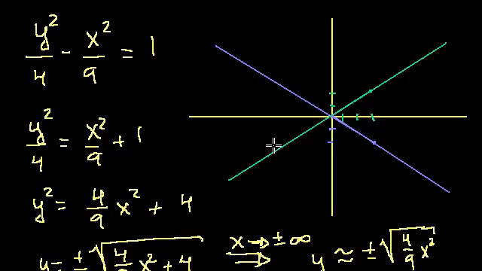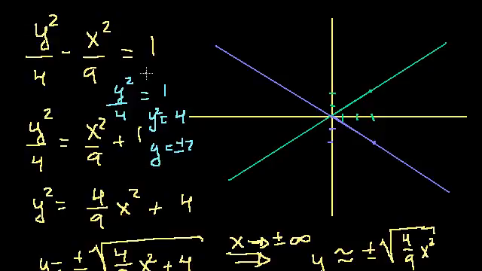There's two ways we can think about it. I'll do it the way that might be more intuitive for you: what happens when x is equal to 0? Well, when x is equal to 0, this disappears, and we're just left with y squared over 4 is equal to 1, or y squared is equal to 4, or y is equal to plus or minus 2. So we know that the points 0, plus or minus 2 are on this graph.